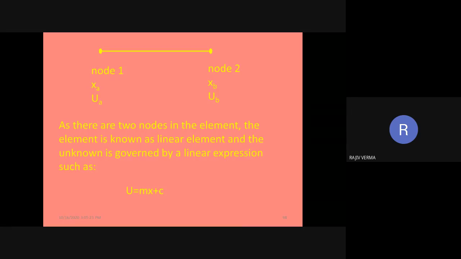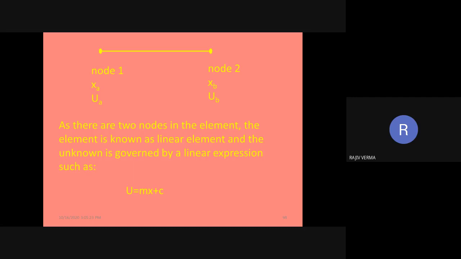Kindly note that the equation has two unknowns, that is m and c, which is equal to the number of nodes in the element. The element has two nodes, that is node number 1 and node number 2. Therefore, the equation of the unknown parameter for this element also contains only two unknowns, which is m and c.